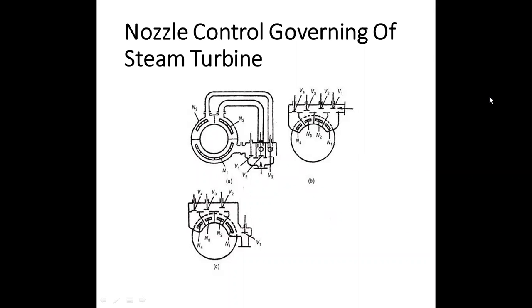Nozzle control governing. Nozzle control governing of a steam turbine is basically used for part load condition. Some set of nozzles are grouped together and each group of nozzles is supplied steam controlled by valves. Every valve is closed by the corresponding set of nozzles. Steam's flow rate is also controlled by these nozzles.